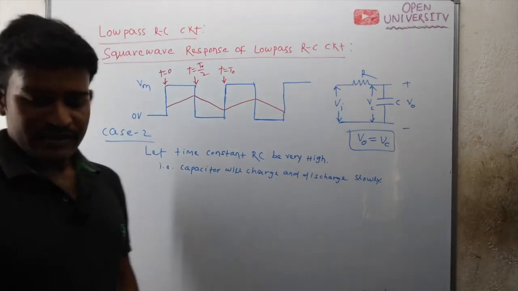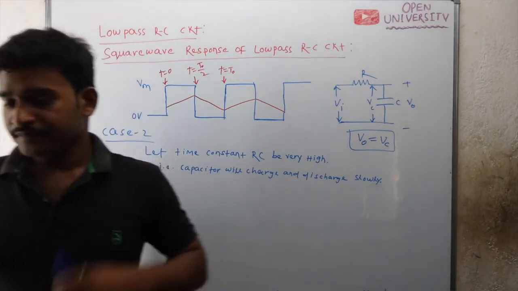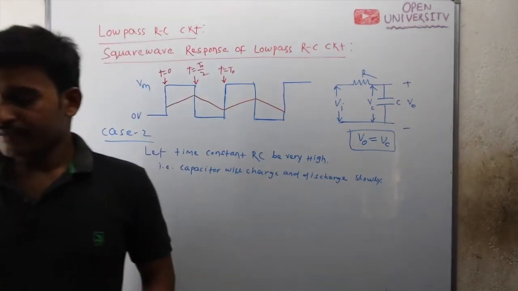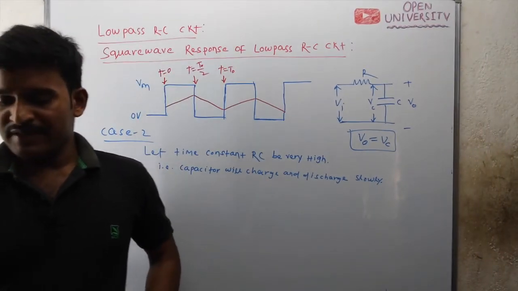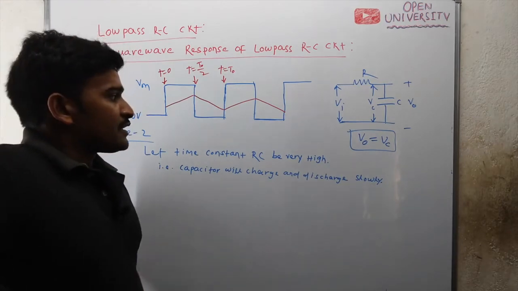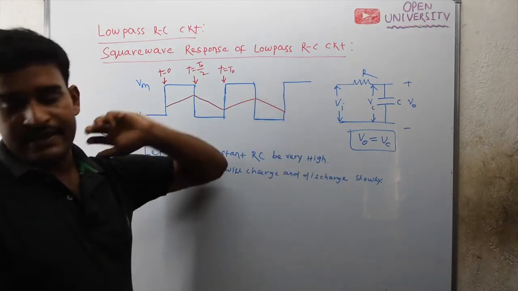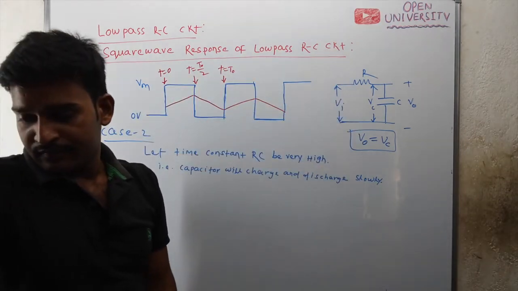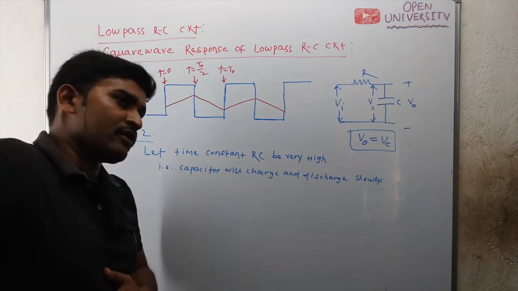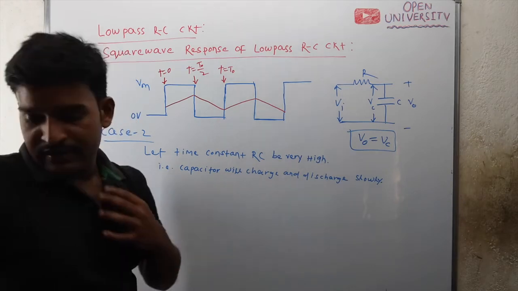Since the time constant is very high, the capacitor charges and discharges slowly. Hence V naught or Vc increases and decreases slowly.